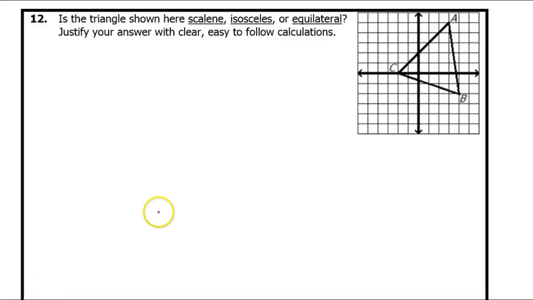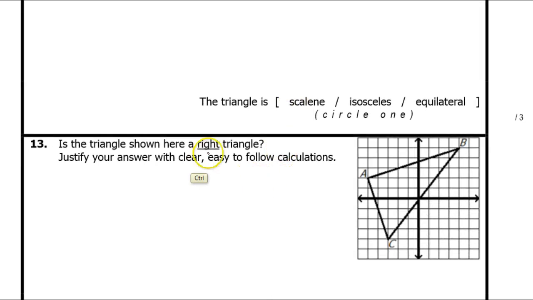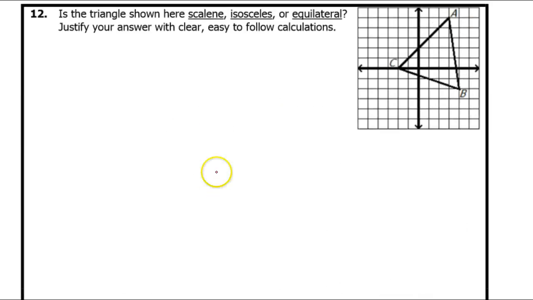In this video, I will show you how to take a graphed triangle like this and prove whether it is scalene, isosceles, or equilateral. I will also show you how to prove whether or not it is a right triangle.